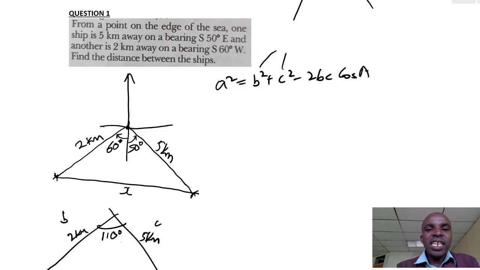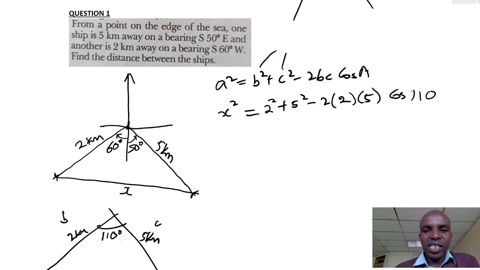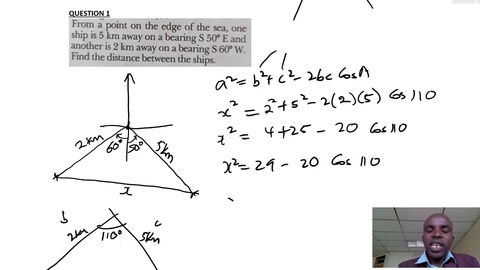So we can substitute. A is the side opposite 110, the given angle, that is x. So x squared is equal to 2 squared plus 5 squared, minus 2 times 2 times 5, then cos of the angle, that is 110 degrees. That is given in this case, right? Then x squared is equal to 2 squared plus 5 squared, 2 squared is 4 plus 25, minus 20 cos 110. Then x squared is 29 minus 20 cos 110. To remove the square, I can just take square roots on both sides.